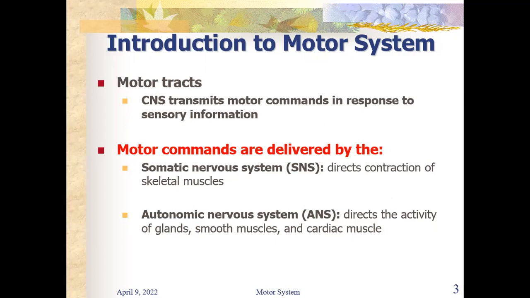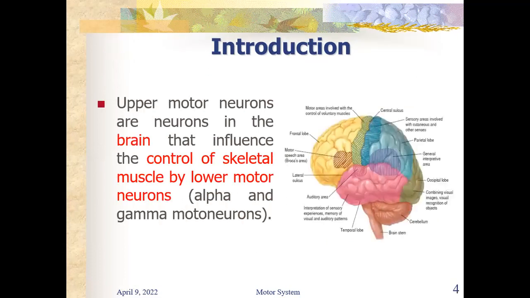So motor commands are delivered by the peripheral nervous system. Impulses coming down from the motor system or the motor cortex are delivered to the effectors by the somatic nervous system. The peripheral nervous system is divided into the somatic nervous system and the autonomic nervous system, which you already know. So we know the functions of these two divisions of the peripheral nervous system.